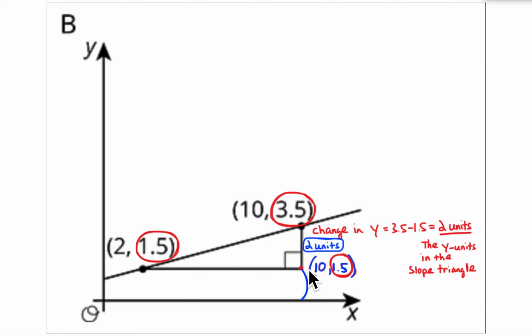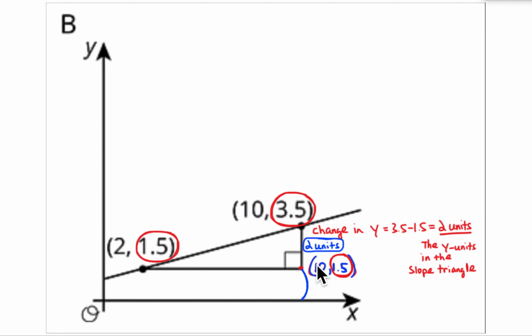And how do you figure that out? You take the 3.5, this is 3.5 right here, and you subtract 1.5. This is 1 5/10, the y value in the vertical direction. So you subtract that away. So 3.5 minus that 1.5 tells you that this change in y is 2 units.